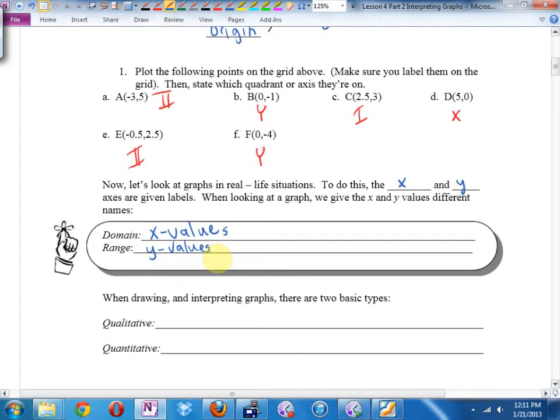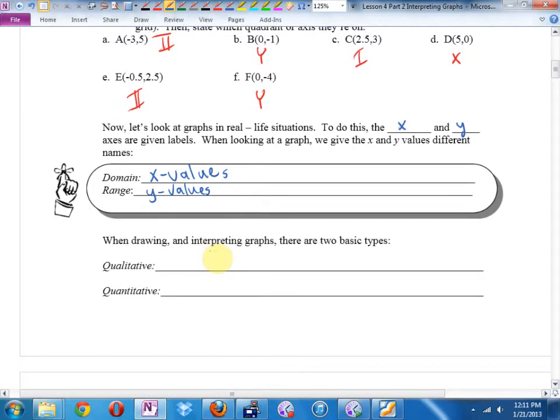Most kids have no trouble remembering domain and range as words. They sometimes find it tricky to remember which one goes with X and which one goes with Y. It's alphabetical. D comes before R, X comes before Y. D goes with X, domain goes with X, range goes with Y.